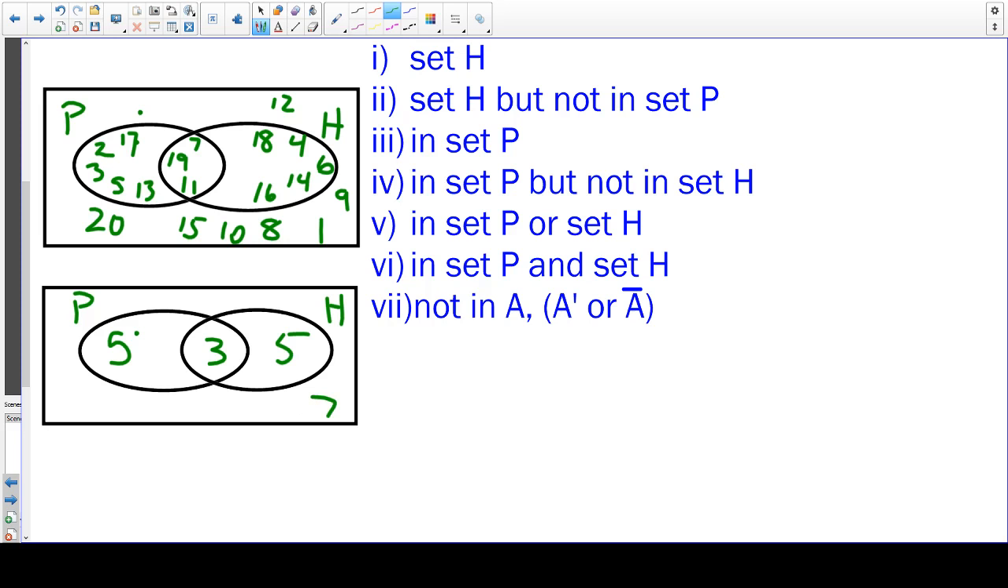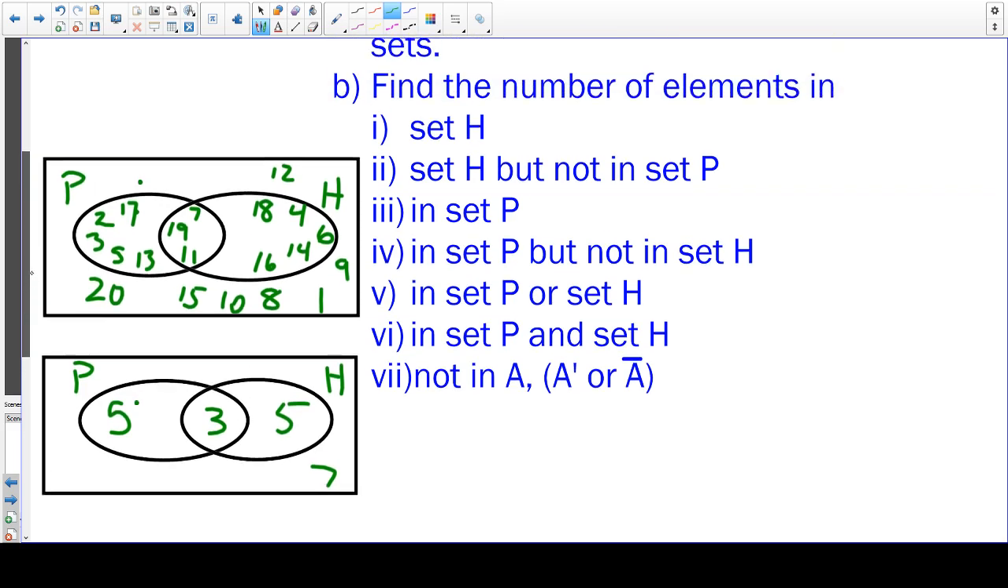So just to clarify, the first diagram that we drew shows where every single number lives. The second diagram is just a summary of how many numbers go in each of those spots. And the second diagram is going to be probably a little bit more helpful when we go to answer all those questions. Okay? Now, let's take a look at what these questions ask.